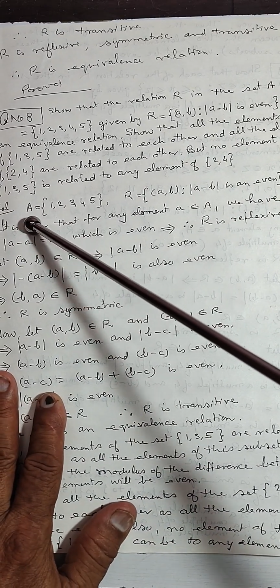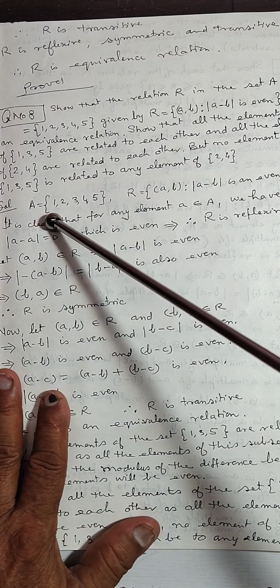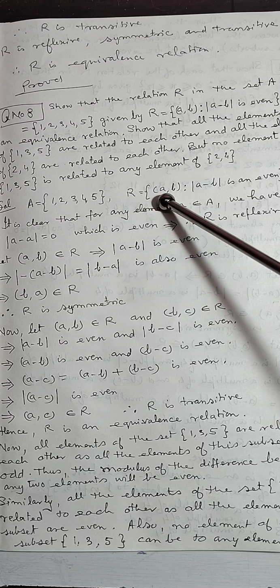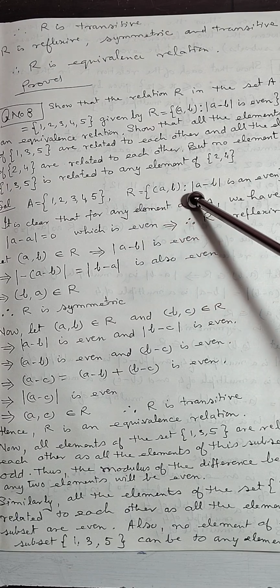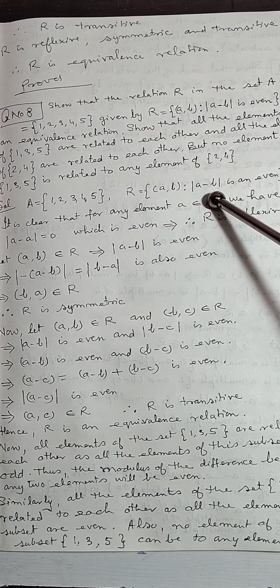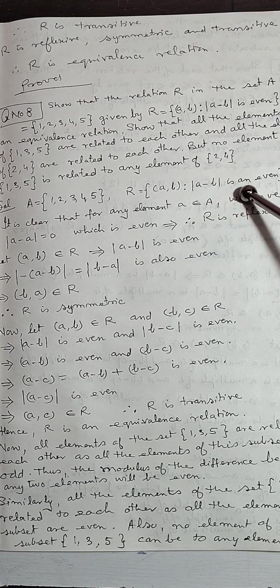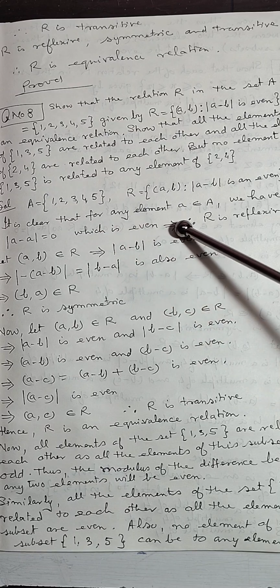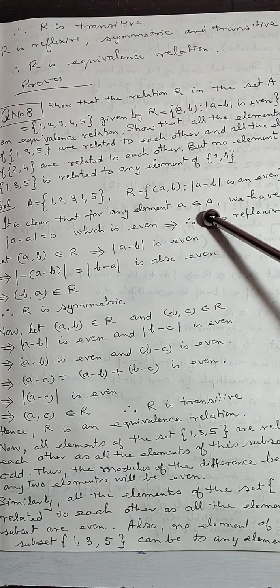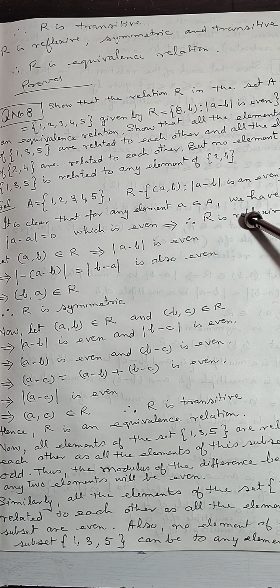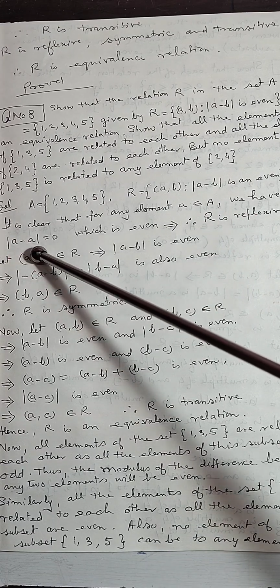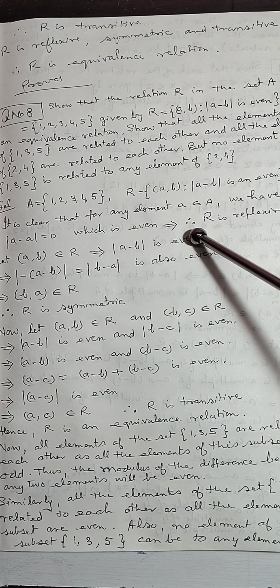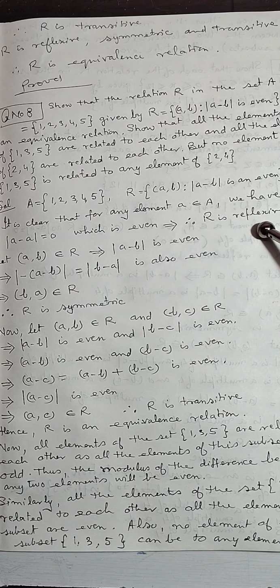सॉल्यूशन देखिए, A consists of 1, 2, 3, 4, 5, रिलेशन दिया हुआ है, डिफाइन किया हुआ है. (a, b) such that |a - b| is even. It is clear that for any element a belonging to set A, we have |a - a| = 0, which is even. Therefore, relation is reflexive.